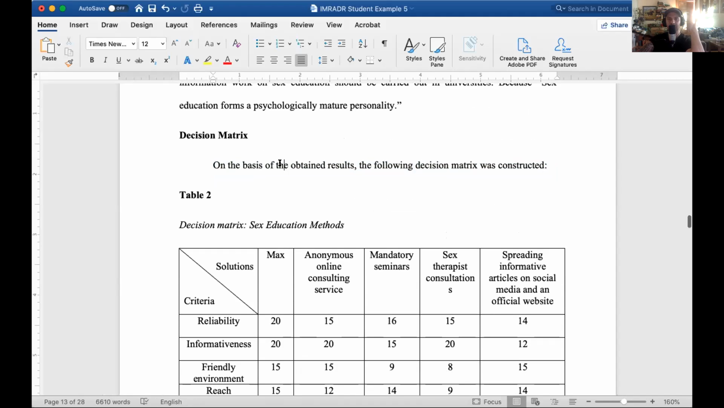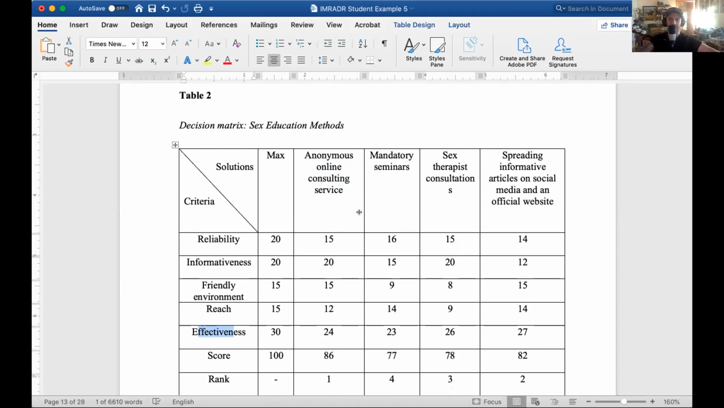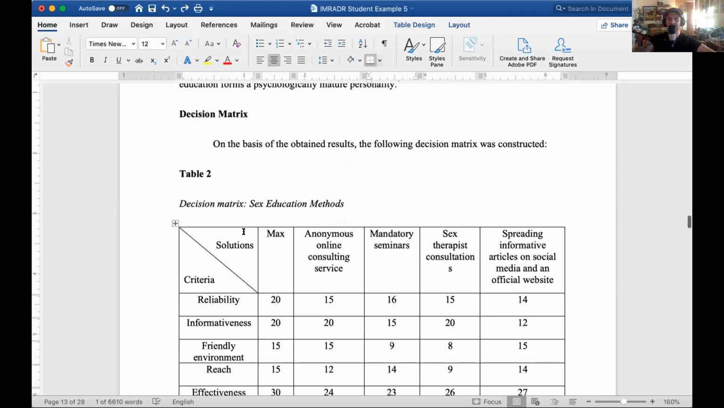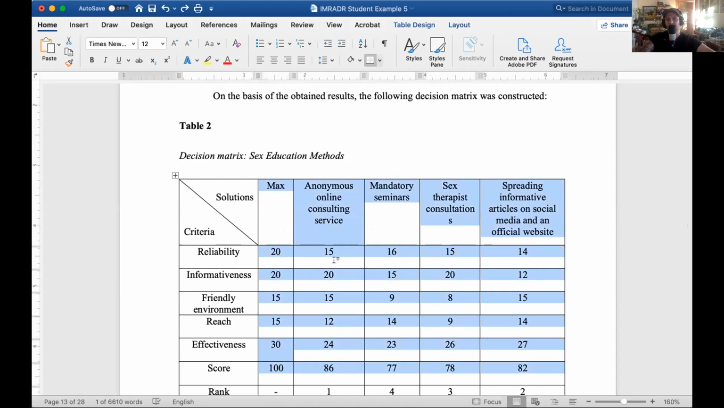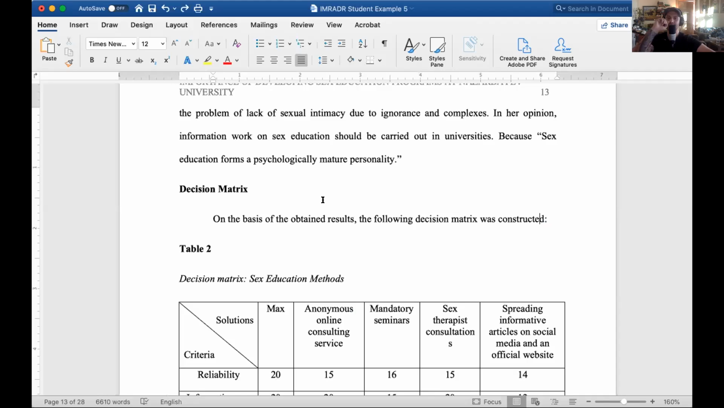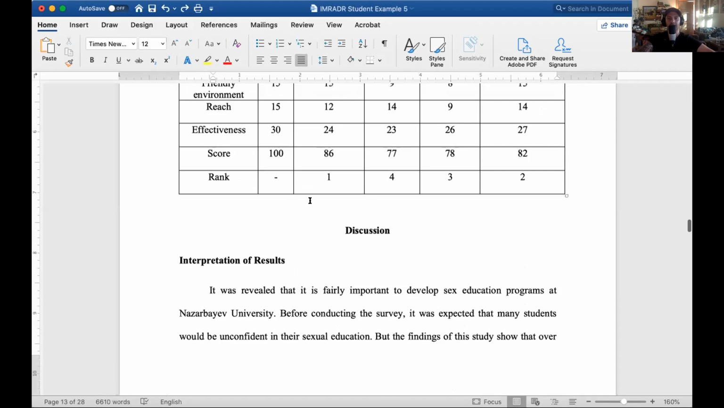They should have said something like online consultation services got the highest score because it got an 86, mainly due to effectiveness and reliability. Whereas mandatory seminars got the lowest, mainly because it failed on this, right? And so you just explain it a little bit, not all of it, just the main features in the results section without any analysis. We don't say what it means or why it got that score, right? Why it costs more, why it's more friendly environmentally.